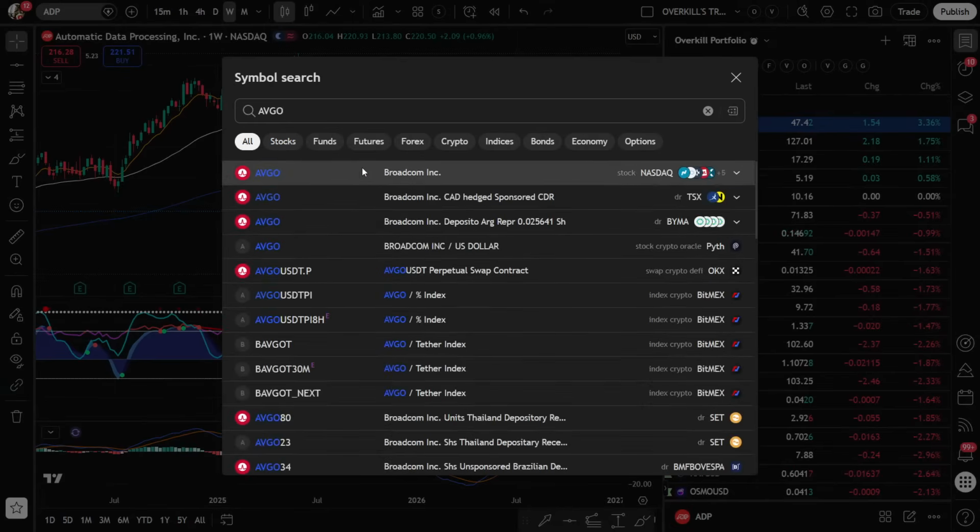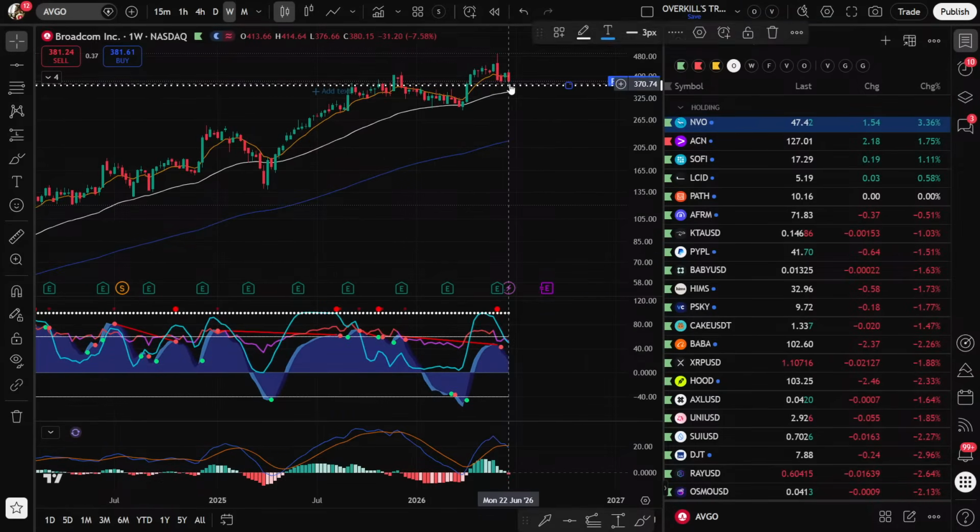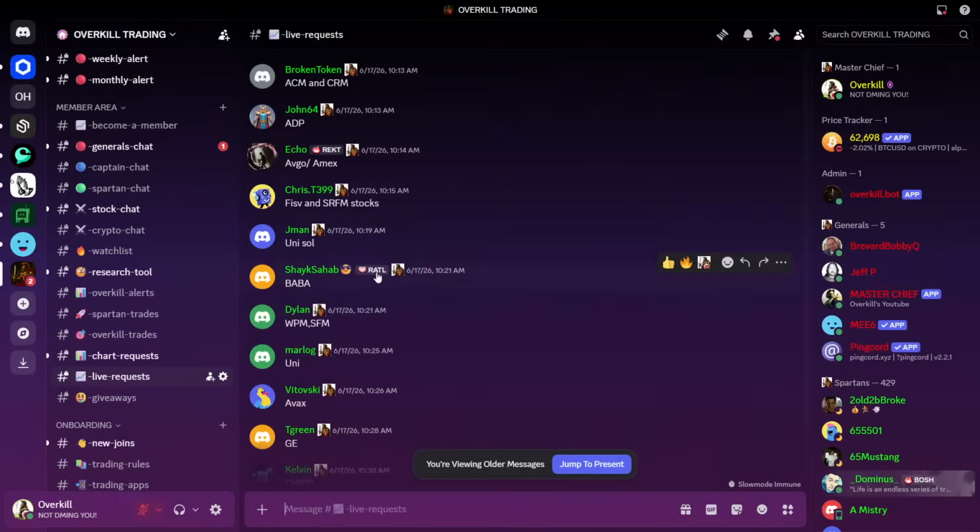AVGO. AVGO, again, we're sellers up here. Got the MACD crossing down, right? These tech stocks do not look good.